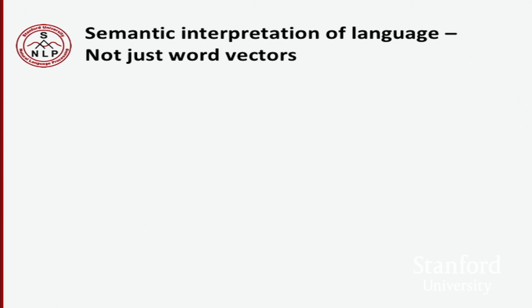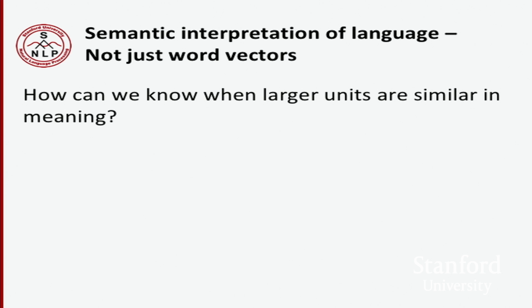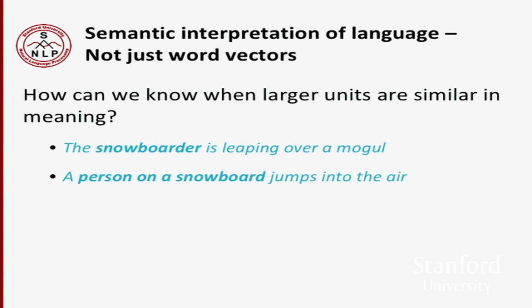And the idea I want to get at is that the fundamental notion for human languages is that we have this idea of composition, where we can put together the meaning of phrases. And so we'd like to know about larger units that are similar in meaning. If we have two pieces of text, perhaps for a paraphrase example, the snowboarder is leaping over a mogul, or a person on a snowboard jumps into the air, the first essential point that a human being would notice is that person on a snowboard means roughly the same as snowboarder, that it's a paraphrase.